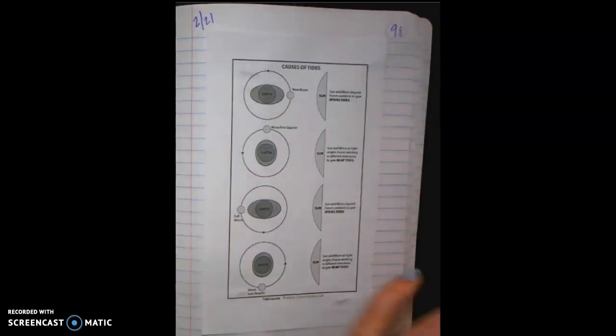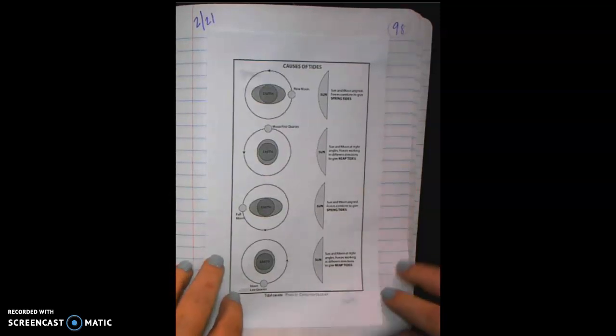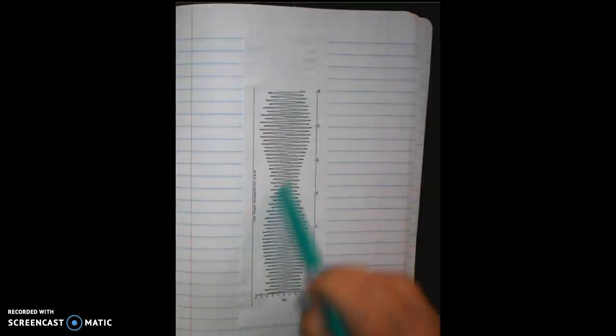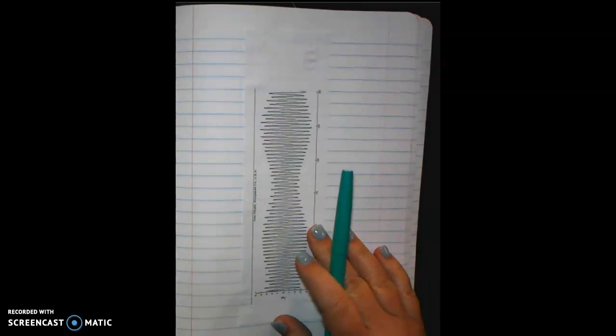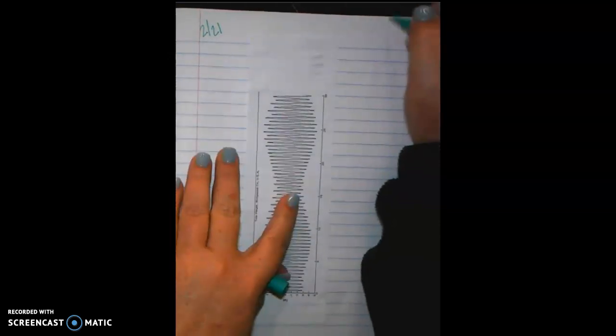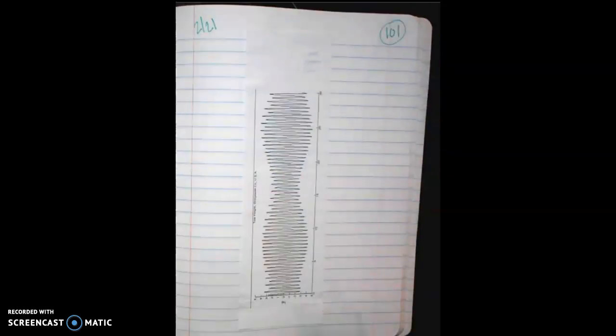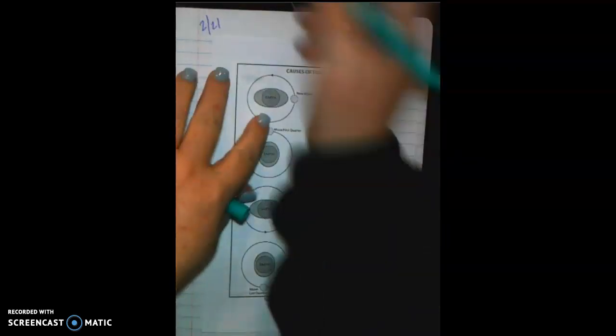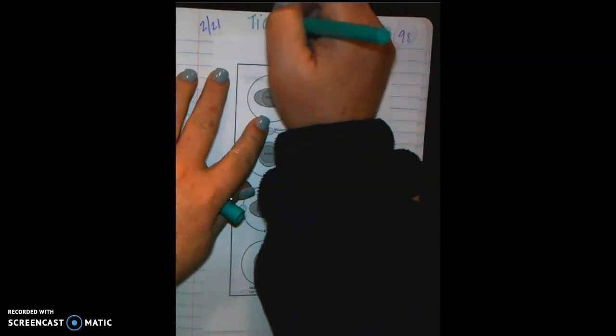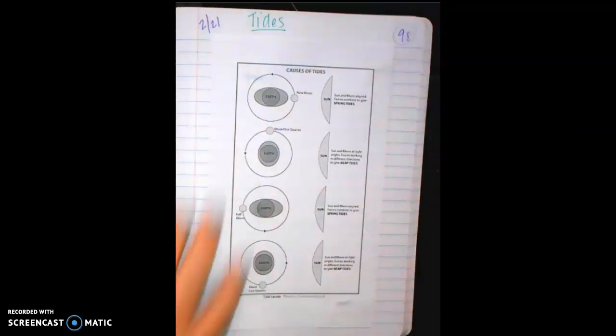And the second glue in is the one that looks like a graph. It looks just like this. You're going to glue it on the next available page. Go ahead and put the date as well for that. So it's the 21st. And actually we're odd numbers, so it wouldn't be 98, it would be 99. So this would be 101. And the title for these notes is going to be Tides, right here. And we're going to start off with a video.